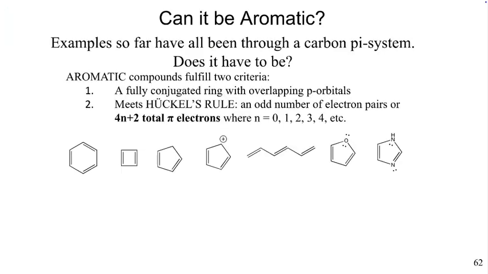So, can it be aromatic? We already did benzene, so let's erase that one. How about the next one? What do we think? Is it a fully conjugated ring with overlapping p orbitals? Yes. Does it meet Huckel's rule? No. Which means? It's anti. How about the next one?